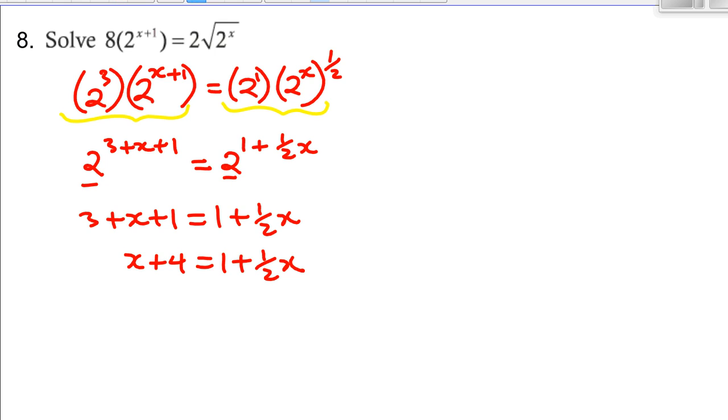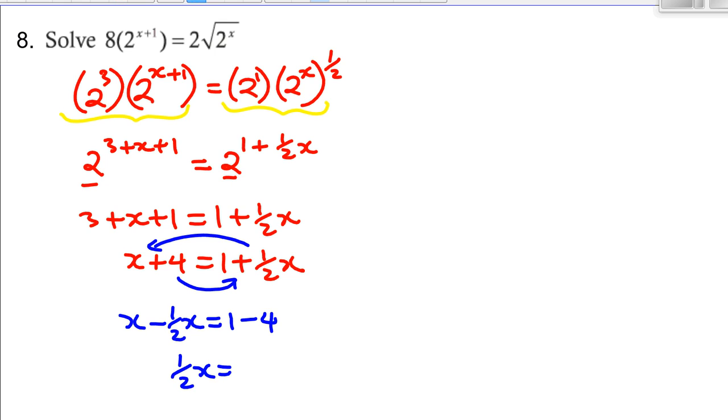So what I'm going to do is bring this to the left and take that to the right. So x minus a half x is equal to 1 minus 4. So that will be a half x is equal to negative 3. So x will be negative 3 multiplied by 2, which is negative 6. So x is equal to negative 6.